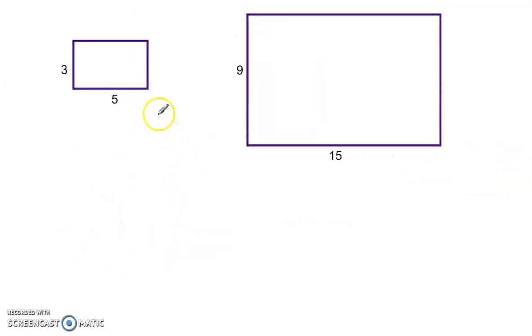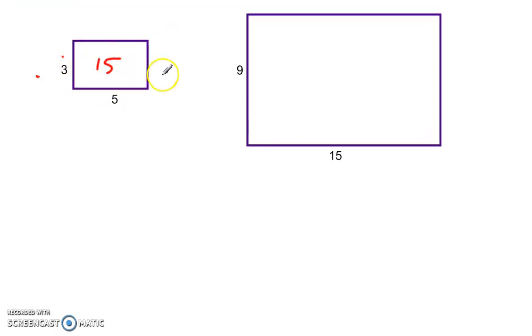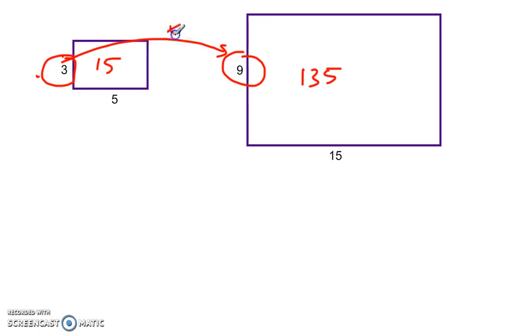Now, let's find the areas of these shapes first. The area of this one, length times width, 3 times 5 is 15. The area of this one, 9 times 15 is 135. Let's see how those correspond to the side lengths. We have 3 here and 9 there. To get from 3 to 9, I had to multiply times 3. So the scale factor is 3.